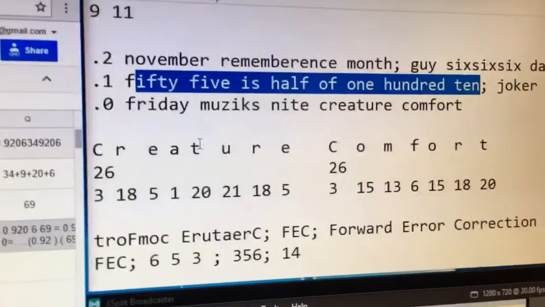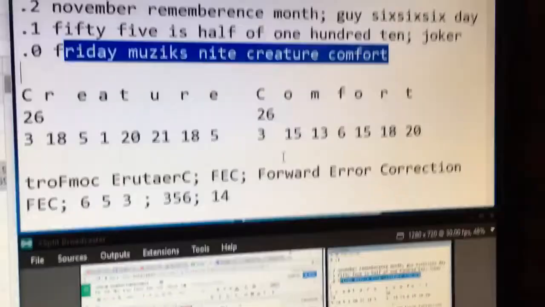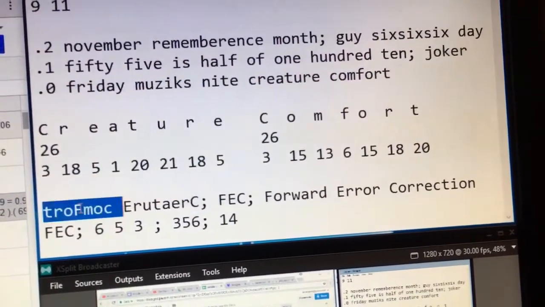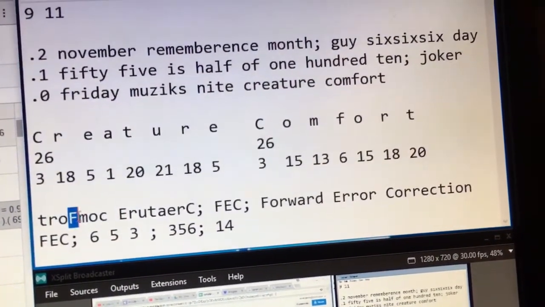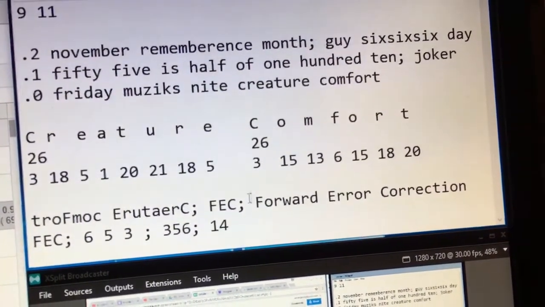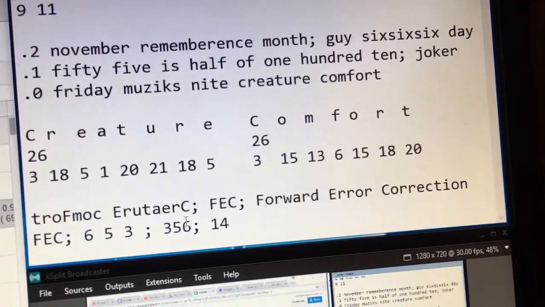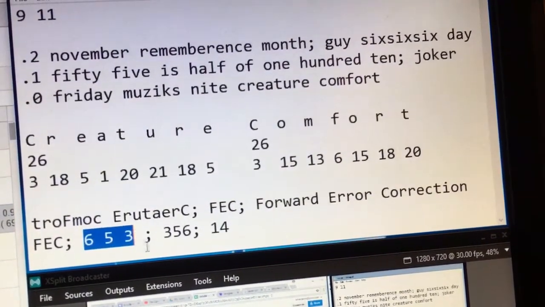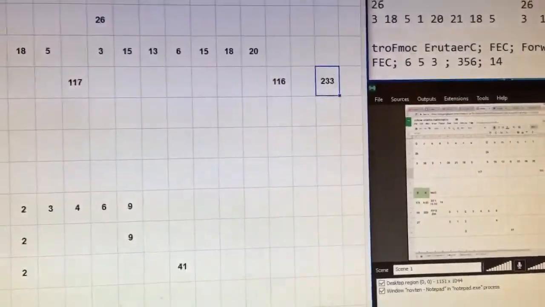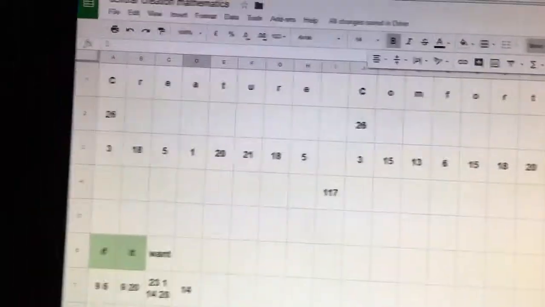And I was gonna do some Friday night music night, so I found it interesting that if you reverse creature comfort and you use your first name with the middle one capitalized and then the last two capitalized here, it actually turns into feck. And feck is just forward error correction, which is your 653, which is like your 14. Again, 14. It's just very interesting. So, cheers. Play with some numbers.